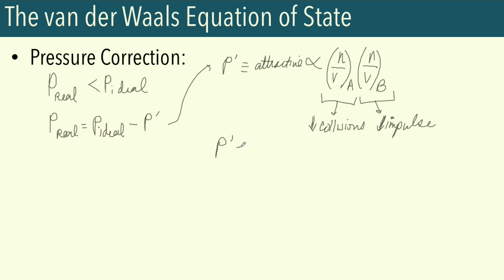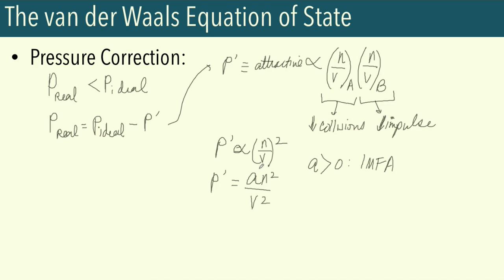So our corrective term is just going to be proportional to N over V squared, the concentration of our gas molecules squared. In order to get rid of this proportionality, we could introduce a proportionality constant. Let's call this A, N squared over V squared. A is going to be a positive value related to the intermolecular forces of attraction. The greater the intermolecular force of attraction, the greater the A value tends to be.